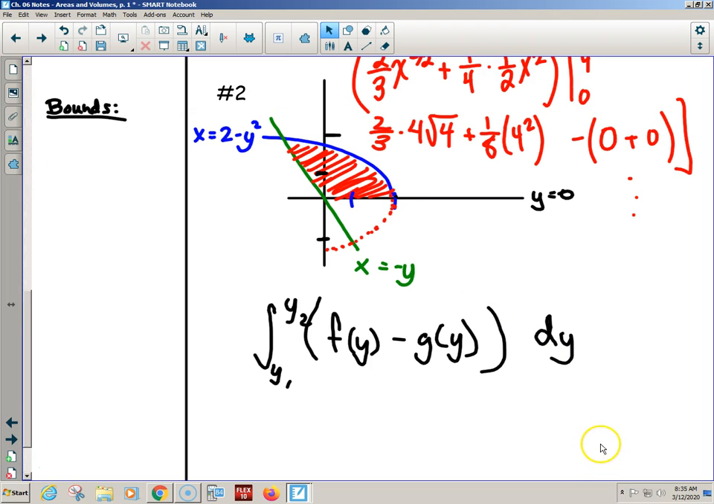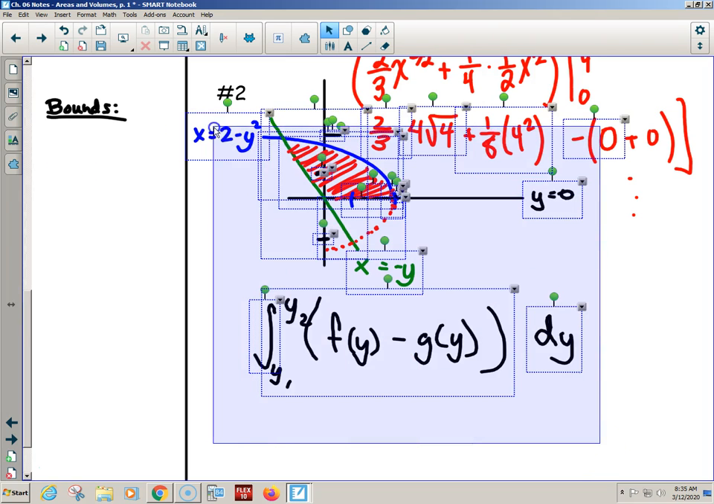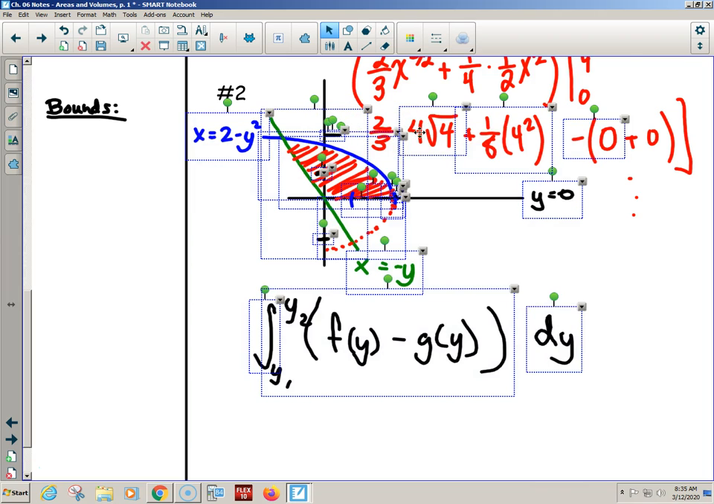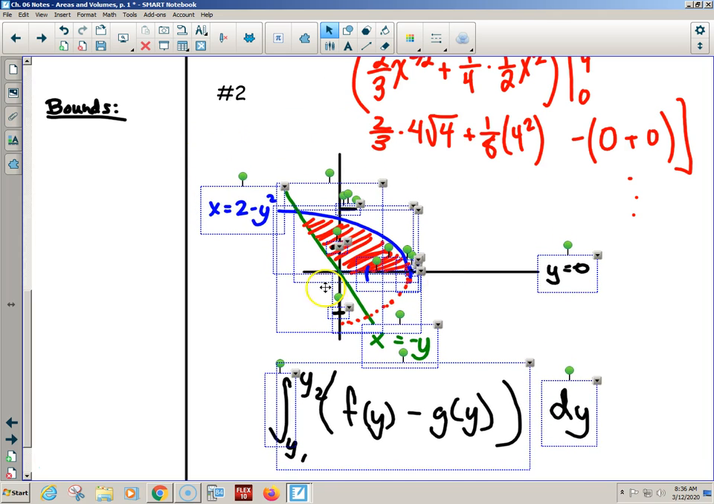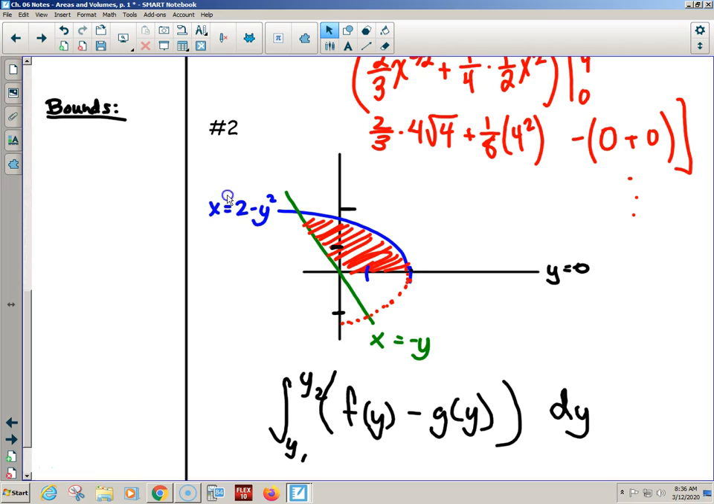Why did I do f first, minus g second, and why the heck is this in terms of y? What's different from the one that was right up above? Well, now you're doing vertical down. Such a weird graph. Yeah, it is a weird graph. It's weird because, isn't this like a failure of a function?